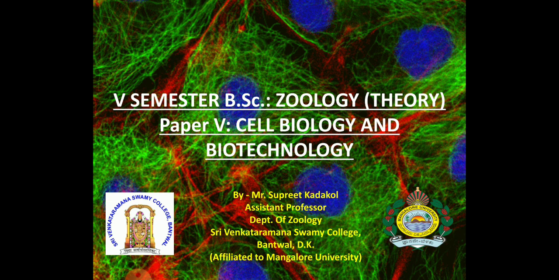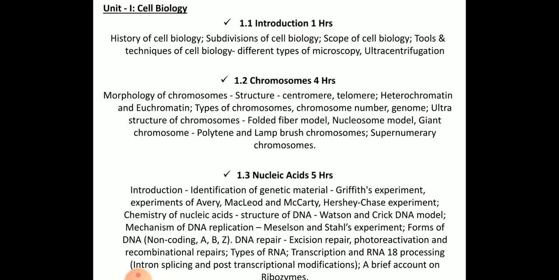Today, in this session, we'll see the syllabus for the final year, 5th semester, that is paper 5, Cell Biology and Biotechnology. So mainly, this paper consists of 4 units. In that, the first unit is Cell Biology.